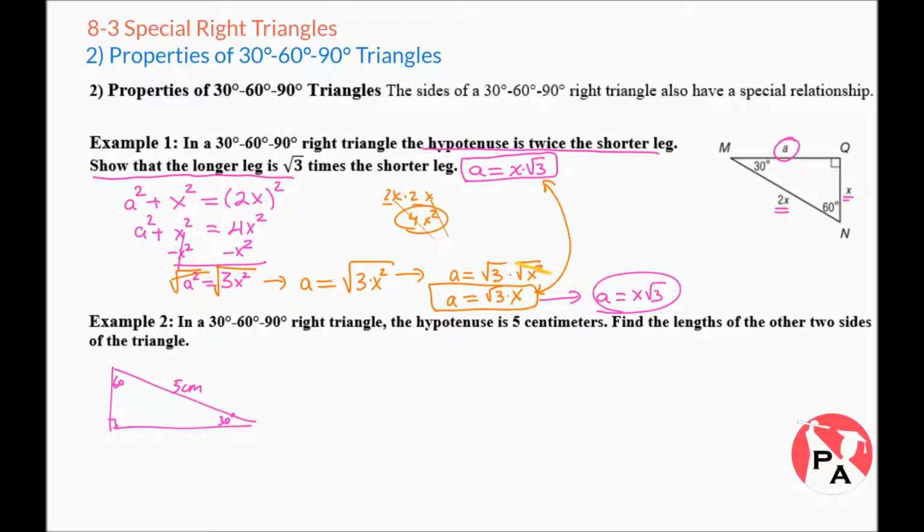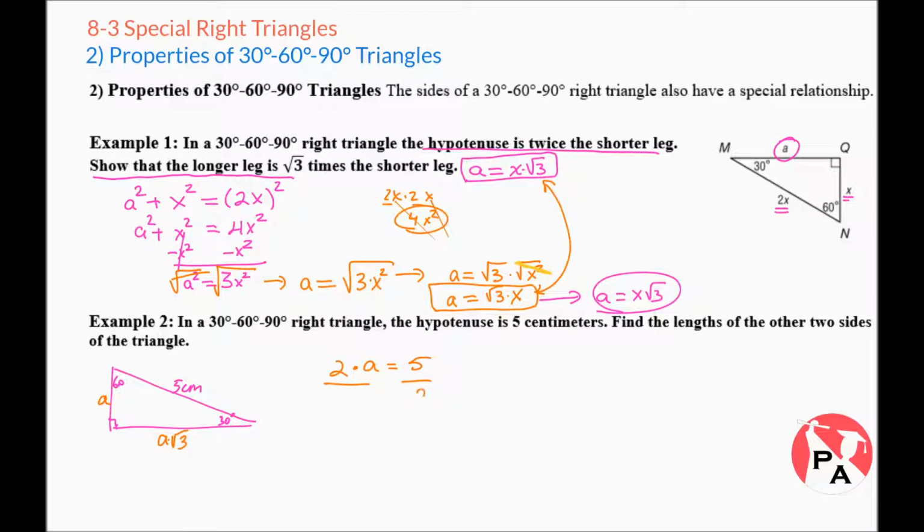So let's say the shorter leg is a, and then the longer leg is going to become radical 3 times a, because that is what we just figured out. The longer leg is going to be radical 3 times the shorter leg. And I know that if I multiply the shorter leg, or a, by 2, I get the length of the hypotenuse. So the shorter leg was a, I put a here, I multiplied it by 2 to get the value of the hypotenuse. Now we solve it for a.